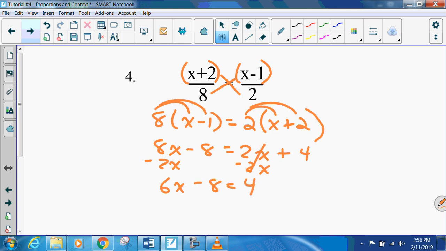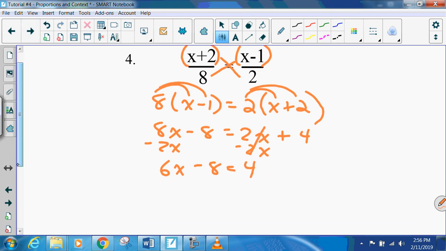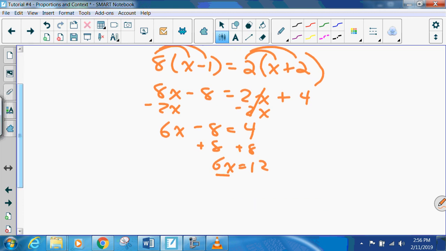And we're down to a two-step, right? We're going to go ahead and add 8 to those sides. So we get 6x is equal to 12, and we'll divide both sides by 6, and we'll get x equals 2. So proportions are pretty straightforward.